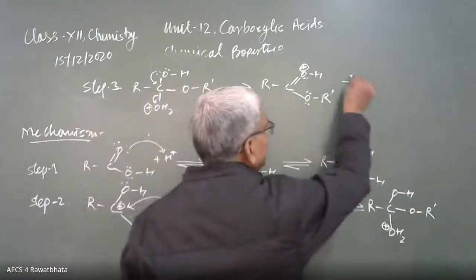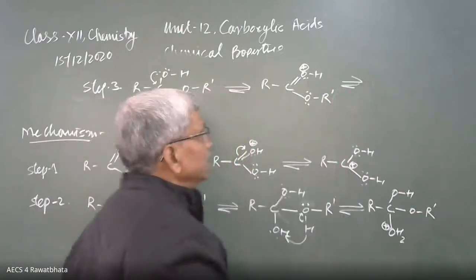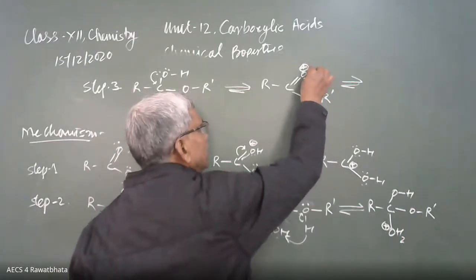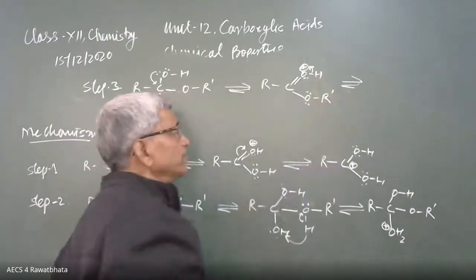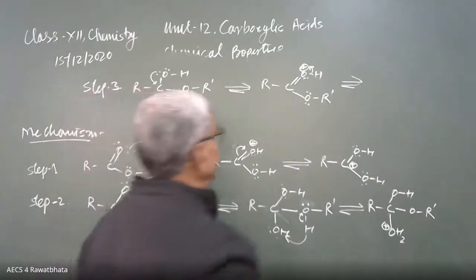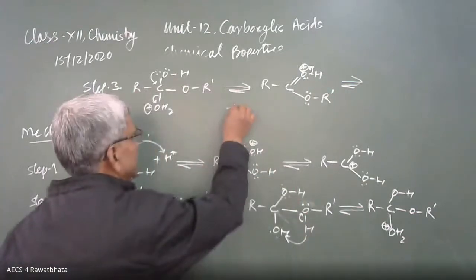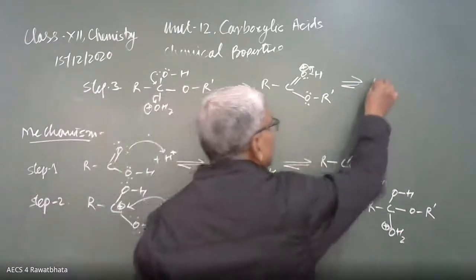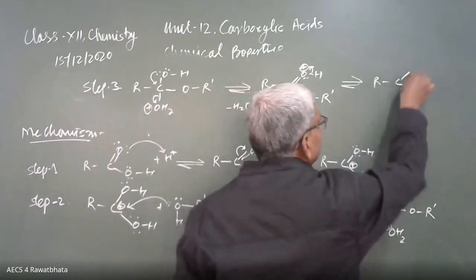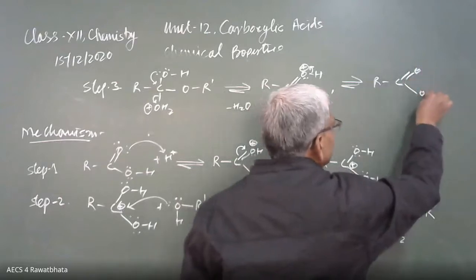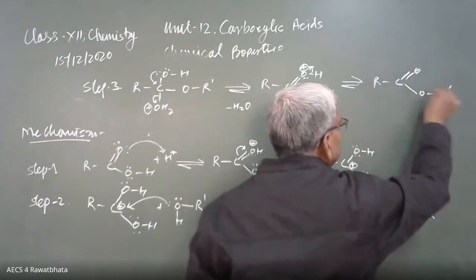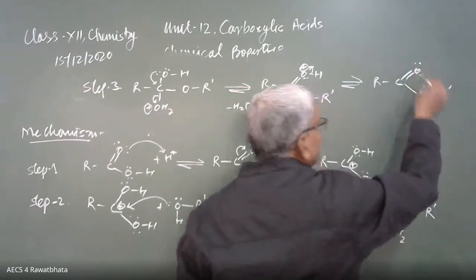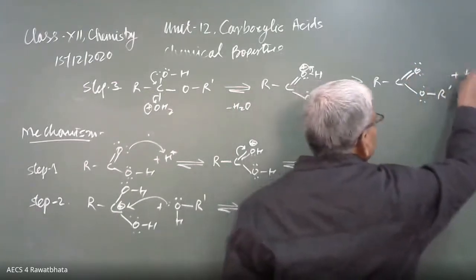Finally, it is going to change: H positive comes out from here after releasing its electron towards oxygen, and we can write minus H at this stage. And here is R bond C, double bond O, and here is OR dash with lone pairs, and plus H positive.